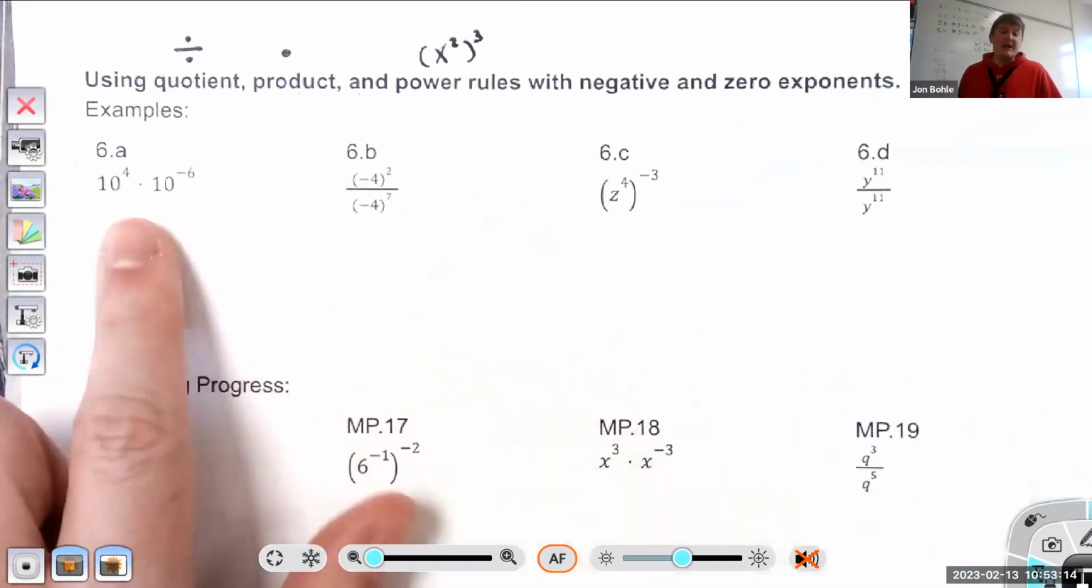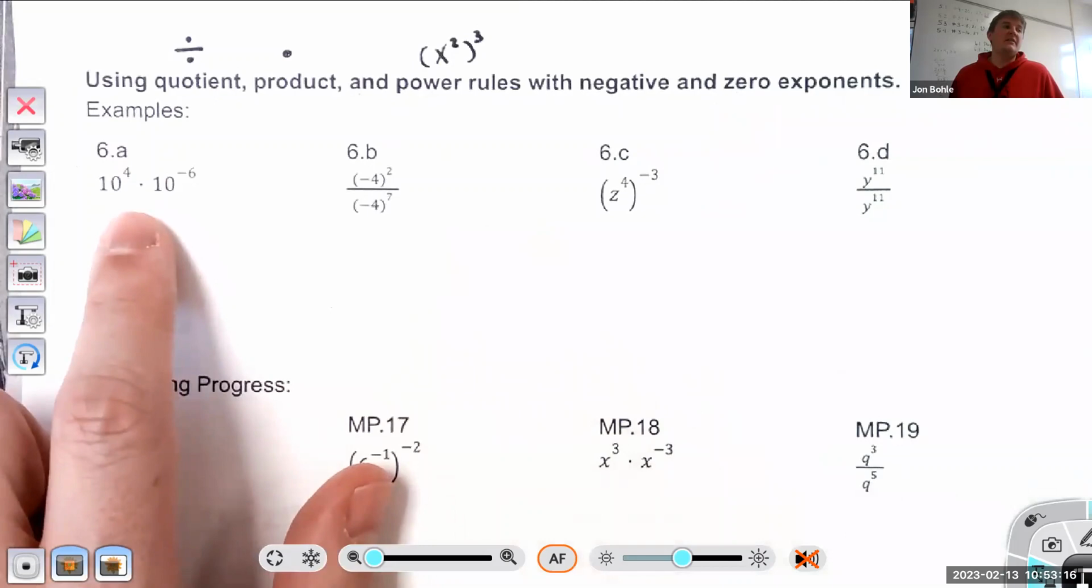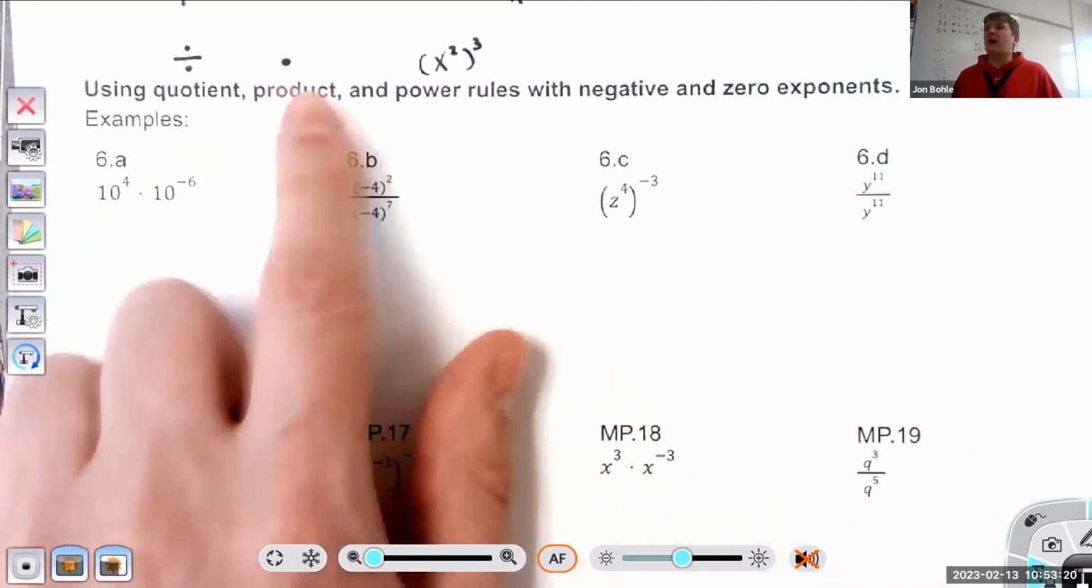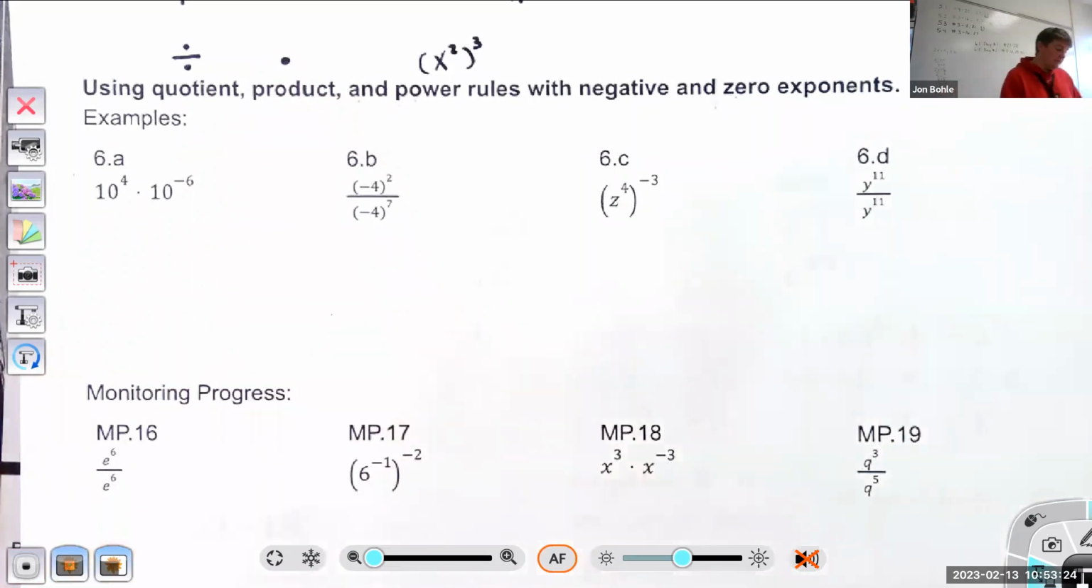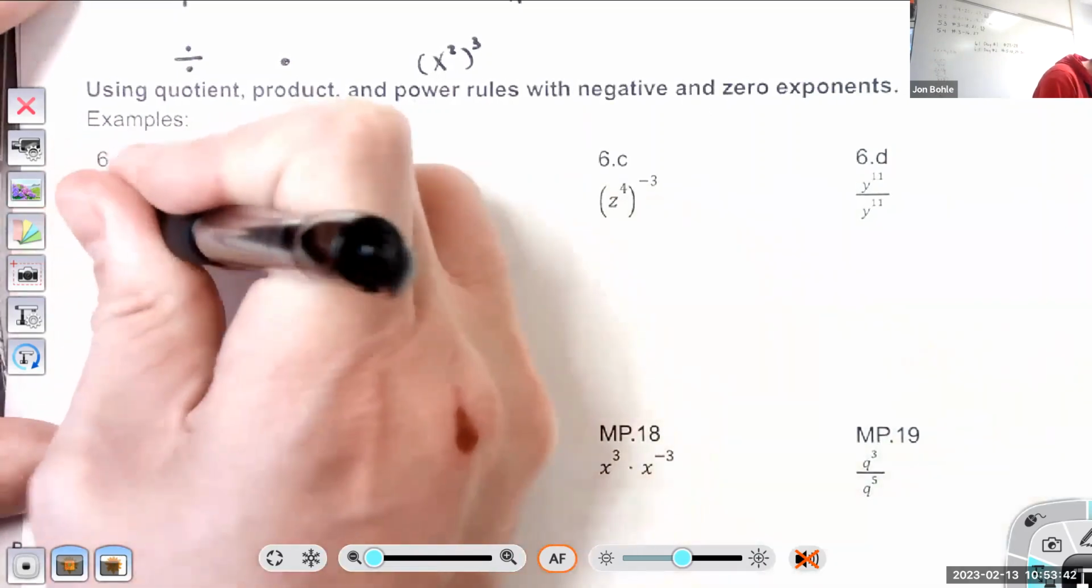Okay, so let's look at 6a. What math operation is happening with 10 to the 4th and 10 to the negative 6th? Multiplication. So I'm going to use my product rule, my multiplication rule. What is my multiplication rule? What do I do when I multiply? What do I do with the exponents? I add them. Multiplication says I add the exponents.